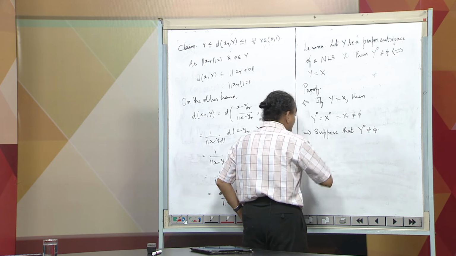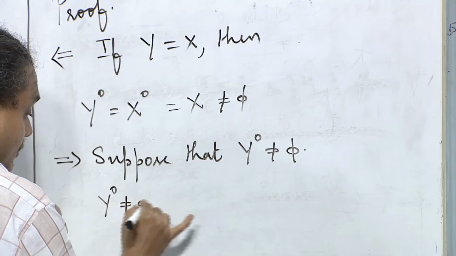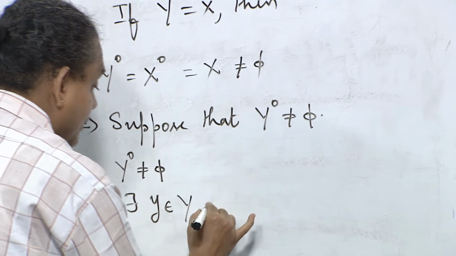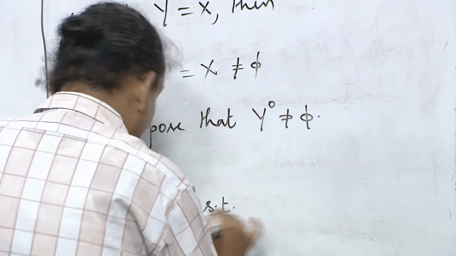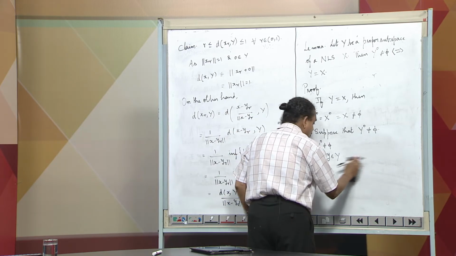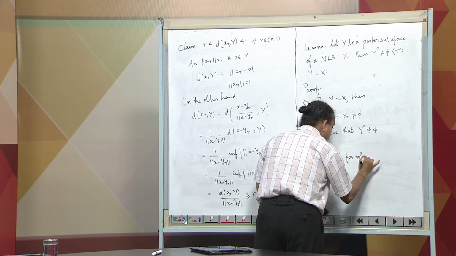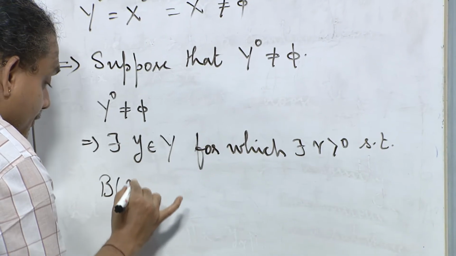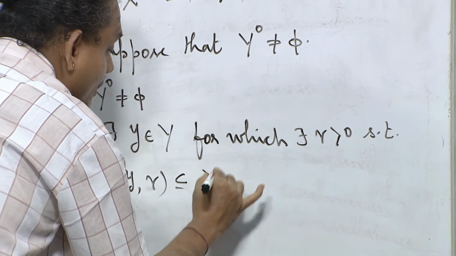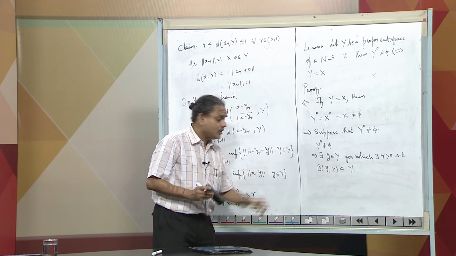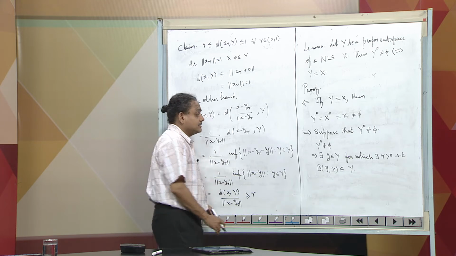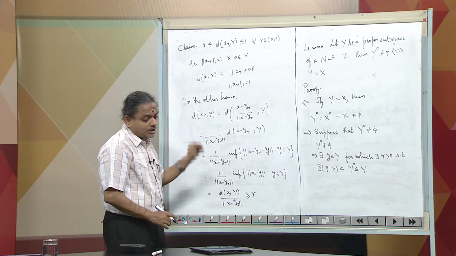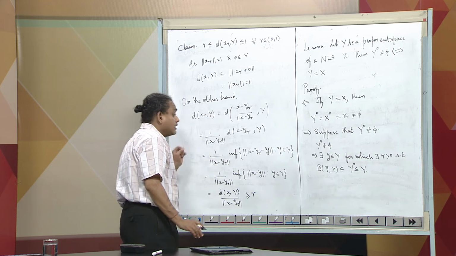So, the interior of Y is non-empty, that means there exists a point y in Y for which there exists r greater than 0 such that the ball with center at y and radius r is contained in Y. This is in fact contained in the interior of Y, which in turn is contained in Y. This is the crucial part. Why this is crucial will be clear soon.